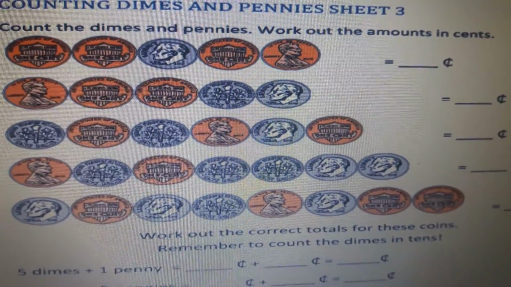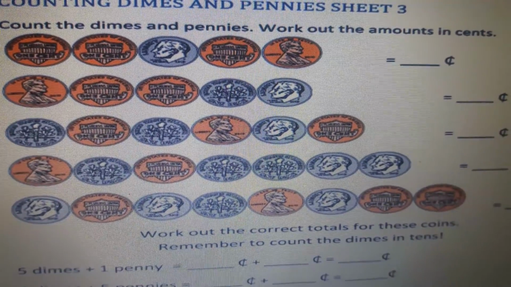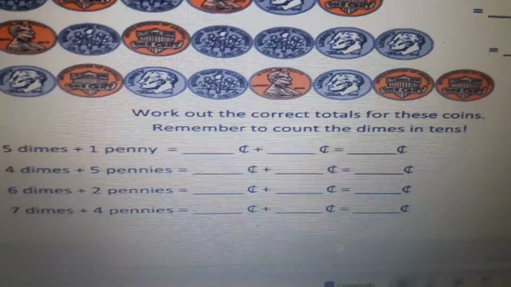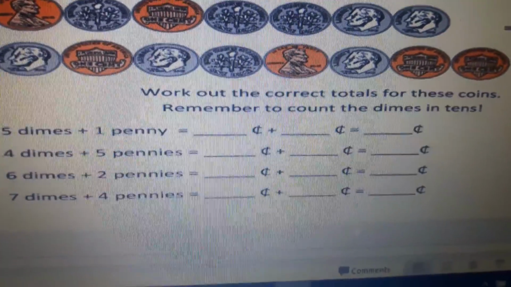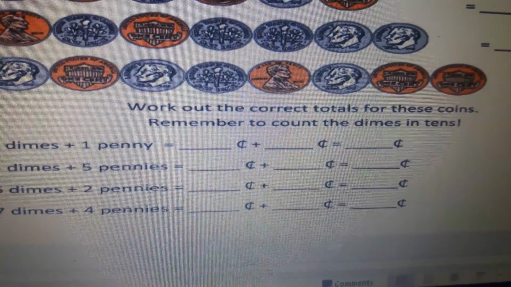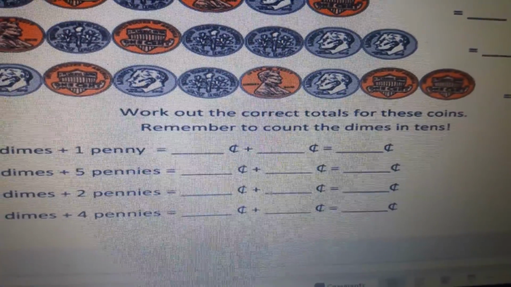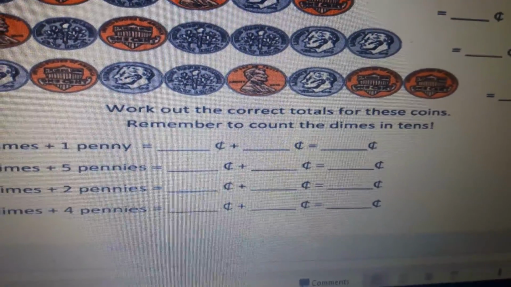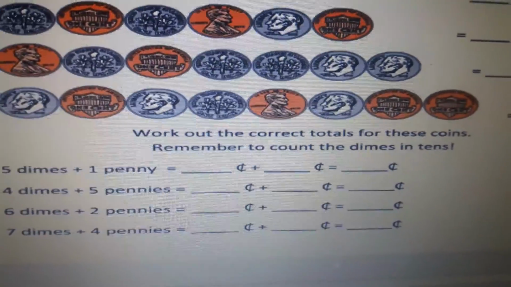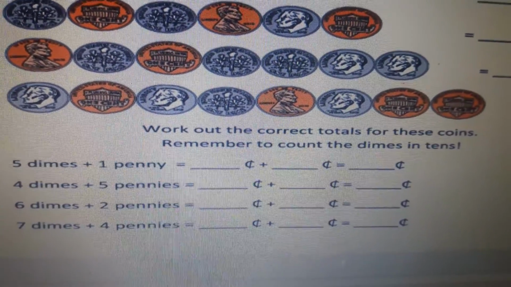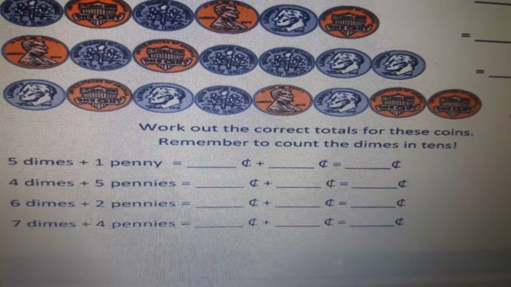Another exercise for counting the dimes and the pennies. Okay, but we are going to move to a different exercise. Work out the correct total for these coins. Remember to count the dimes in tens. He makes me remember I must change the dimes into cents. So 1 dime equals 10 cent.